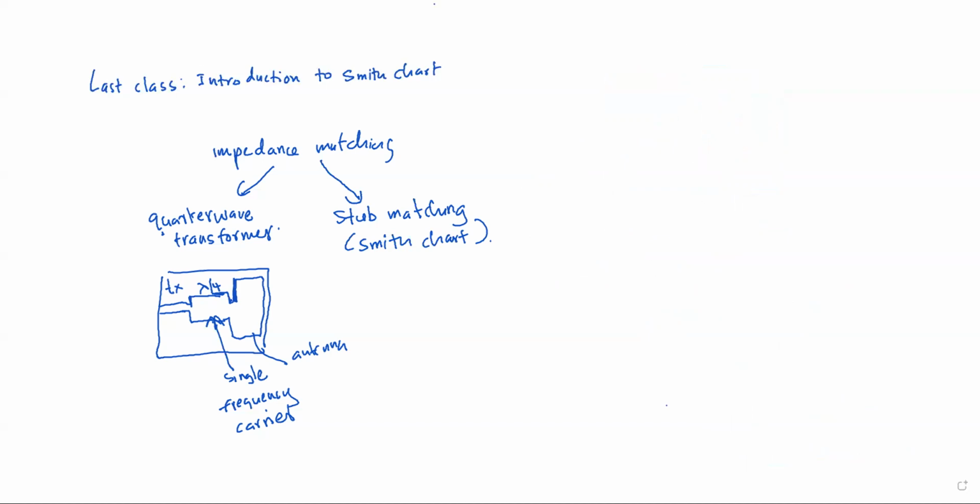Then we will talk about stub matching. Stub matching is actually a very broad technique. There are many methods of doing it. It can be done as single stub matching or double stub matching. Single stub matching means there's only one stub attached to the transmission line. In double stub matching, we add two stubs to the transmission line.